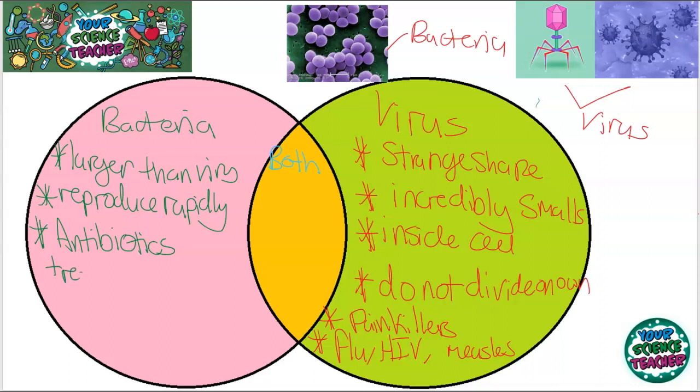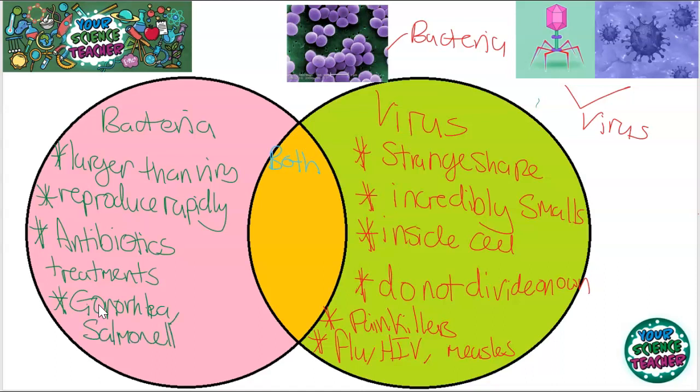So bacterial infections are more likely to be treated by antibiotics. Some examples of bacterial infections are gonorrhea, and you also have salmonella.